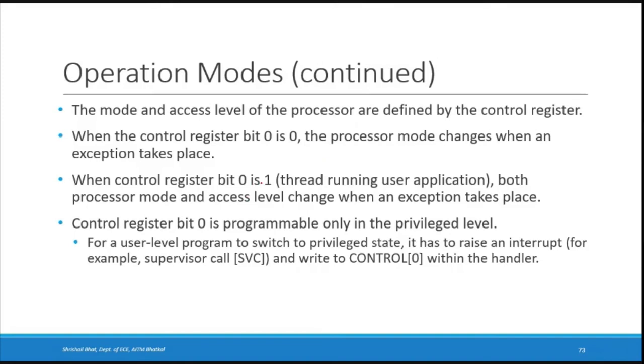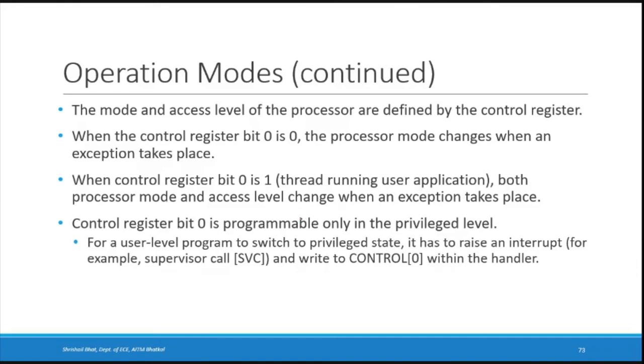Whereas control bit 0 is 1 means it is thread mode running user application, right? Well, then if an exception happens, both of them change. That means the processor mode will change from thread mode to handler mode, and the access level will change from user level to privileged level, right?